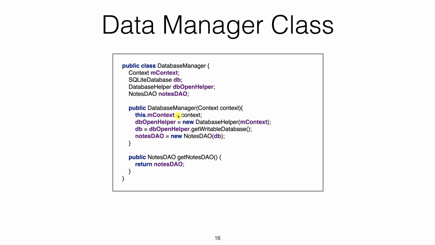It's very straightforward. When you create it, you pass it the context. It opens the database, it creates an instance of the database, and creates an instance of the DAO so that we could use it. And then you could say get the DAO. It returns back the DAO, and you can use the DAO.